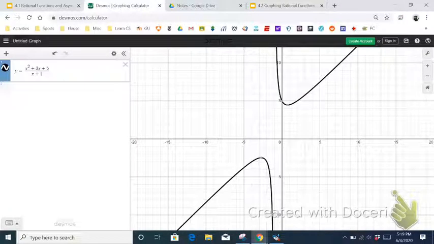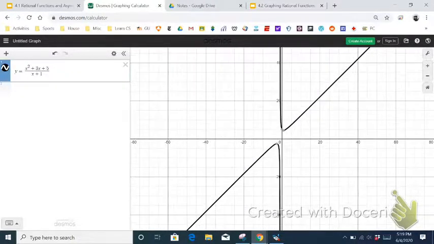Okay, now let's look at an example where the numerator has a higher degree than the denominator. So something like x squared plus 3x plus 5 over x plus 1. As we look at this in a normal viewing window, this looks like a rational function. It's kind of funky, looks like two parabolas, but it doesn't look like it has any horizontal asymptotes, and that's because it doesn't.